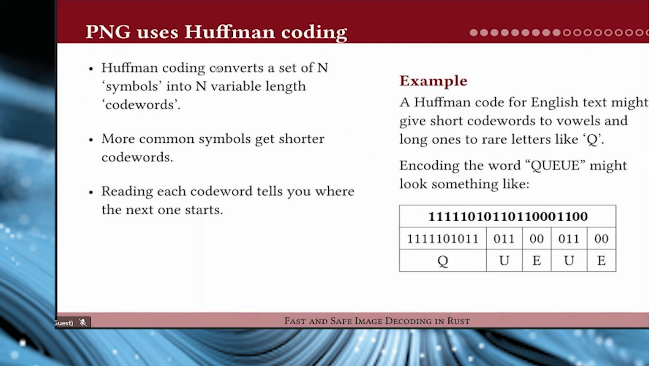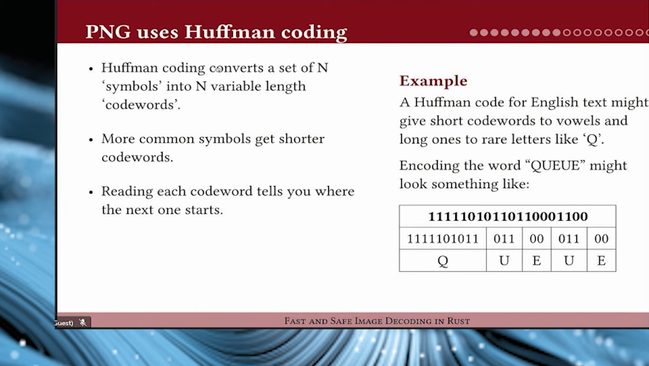So to look a little bit at how PNG uses compression to store its pixel data, it's this concept of Huffman coding, or Huffman compression. The idea here is that we are going to have a set of symbols. Each symbol is going to be converted into what's called a code word. And a code word is a series of bits.